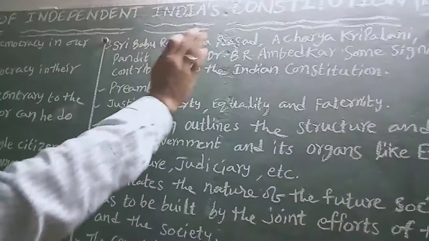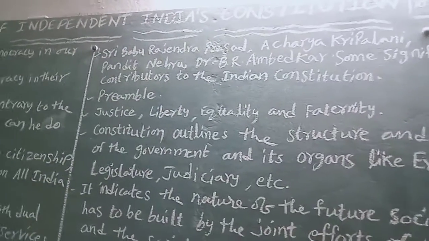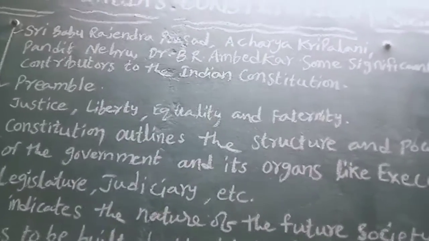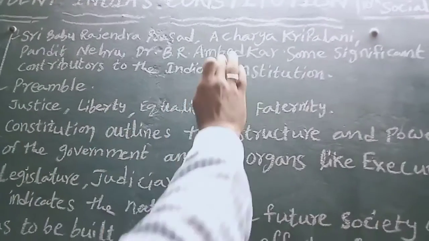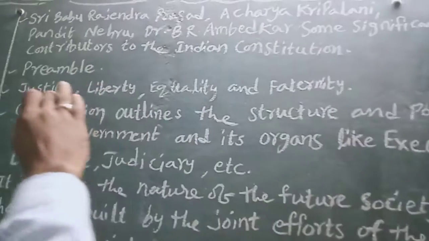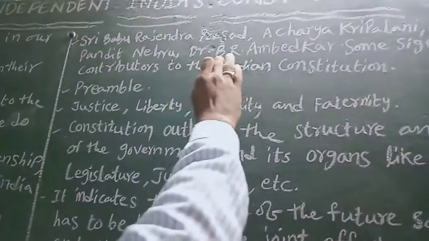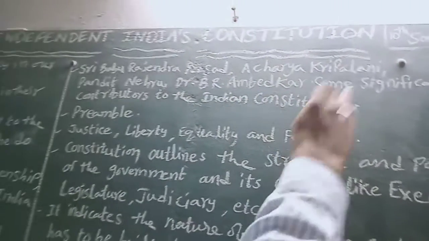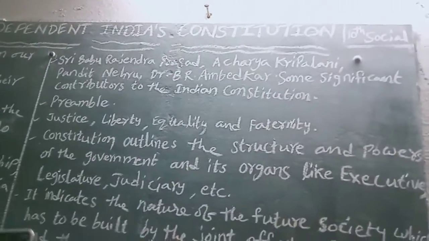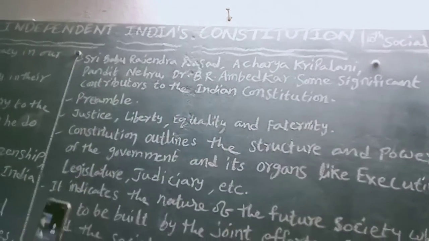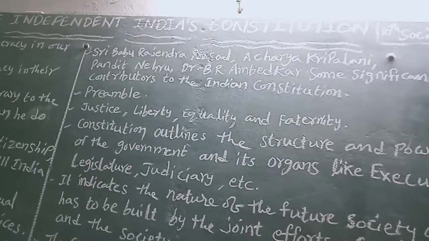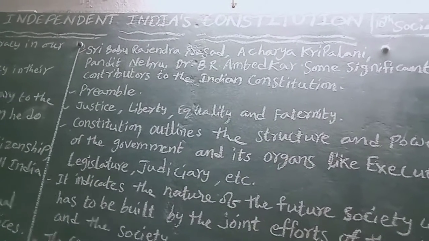Sri Babu Rajendra Prasad was the chairman of the Constituent Assembly. Next, Acharya Kripalani and Pandit Nehru, and another one is Dr. B.R. Ambedkar, and so on. These are some of the significant contributors of the Indian Constitution.